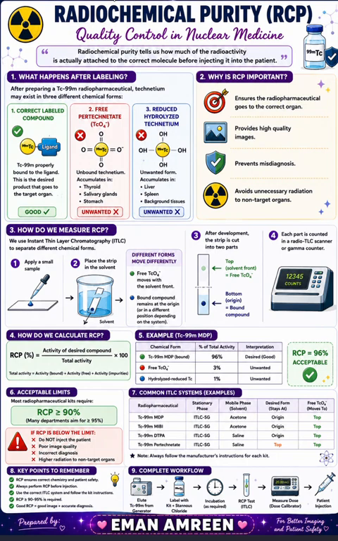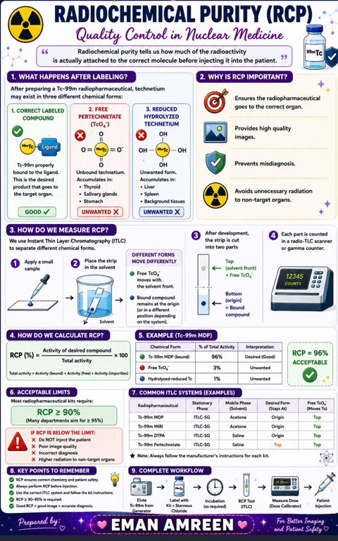Why is RCP important? Radiochemical purity is important for several reasons. It ensures that the radiopharmaceutical goes to the correct organ. It provides high quality images. It helps prevent misdiagnosis, and it reduces unnecessary radiation to non-target organs.